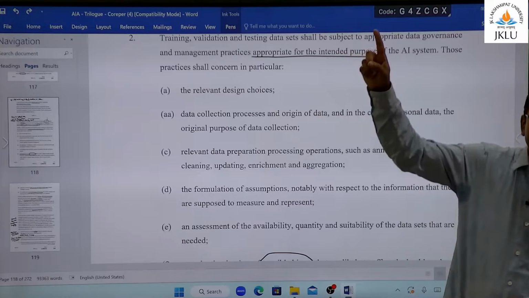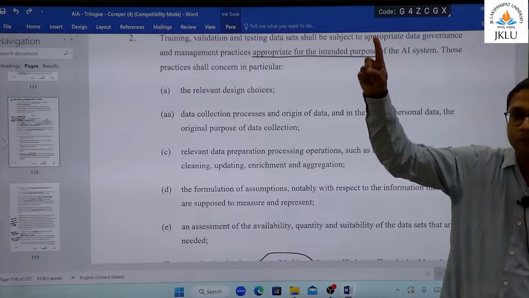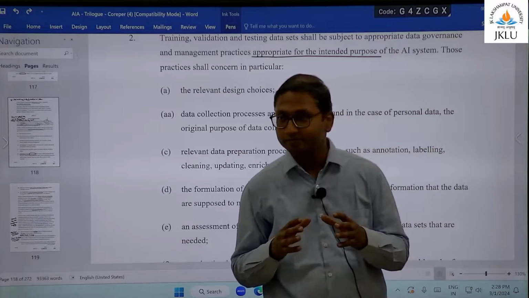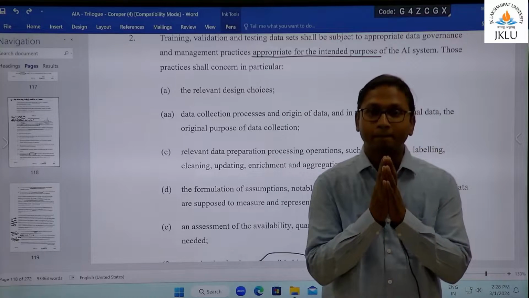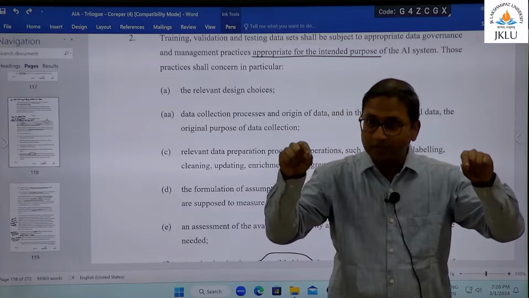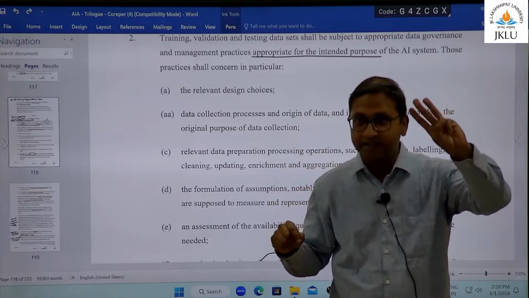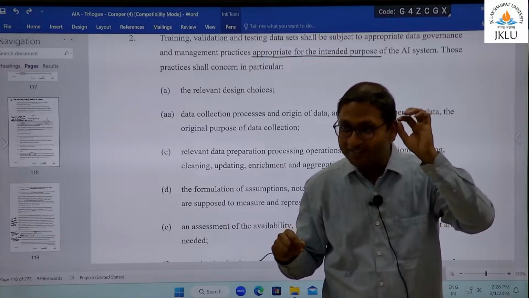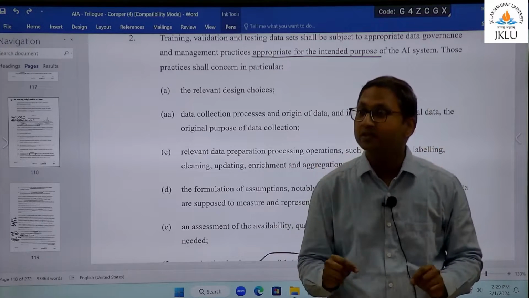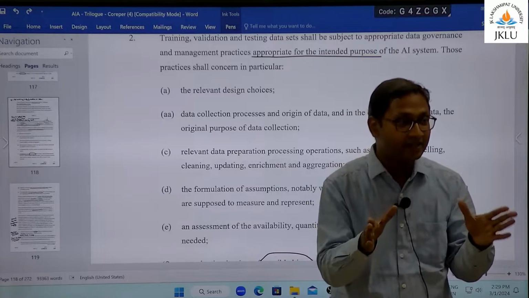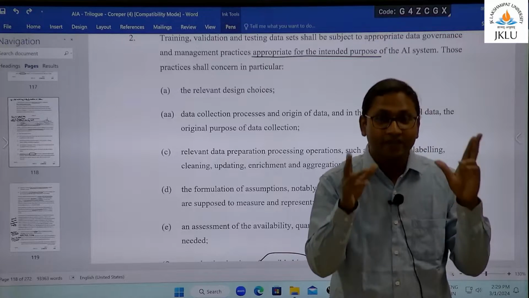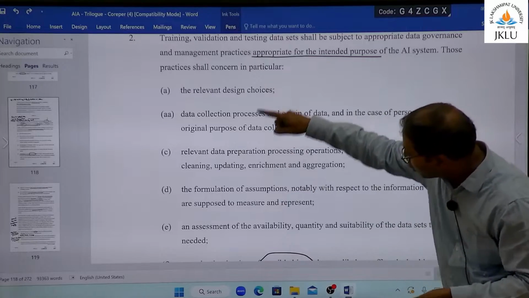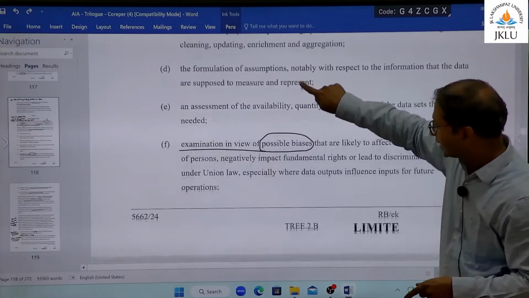What was paragraph 1? Paragraph 1 said if you are doing AI through training of data, you should have 3 data sets and all these data sets should meet the quality criteria. Where is the quality criteria mentioned? 2 to 5. So, all these are quality criteria.